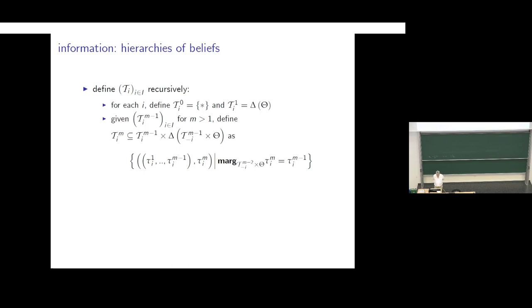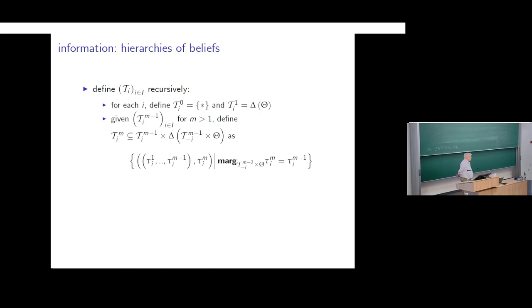But we're going to impose the restriction that the marginal of player I's nth order beliefs over the (n minus one)th order beliefs cross theta have to be equal to the (n minus one)th beliefs that we're specifying here. Okay, so that's a bit of a mouthful. But this is simply a way of describing what are his beliefs at every level.